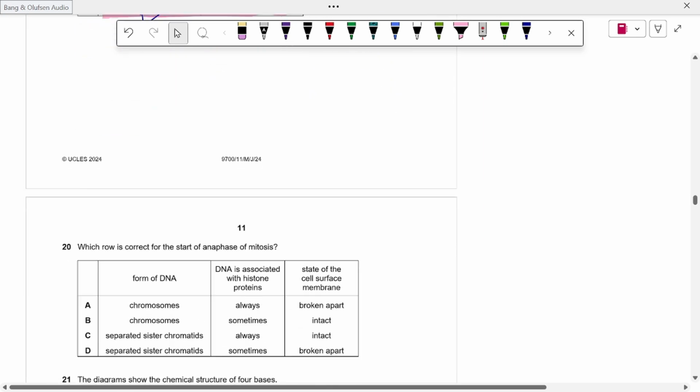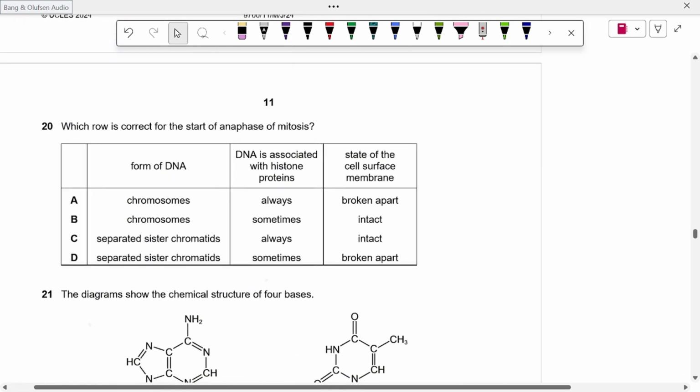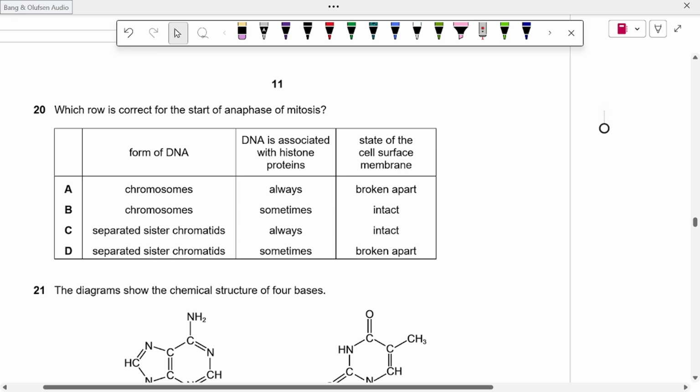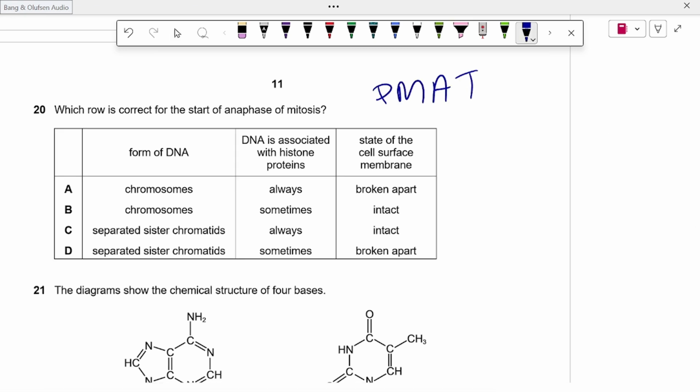तीन चार क्वेश्चन दे दिए उन्होंने माइटोसिस पे एक साथ. Form of DNA. अच्छा. Chromosome separated sister chromatid. During anaphase the centromere divides which is why आपके जो chromatids होंगे वो separated होंगे.